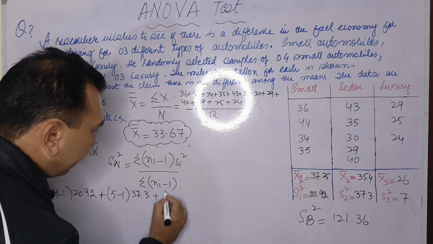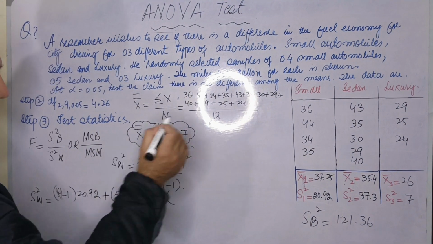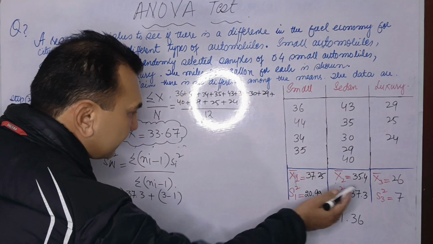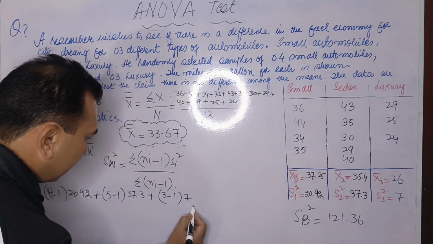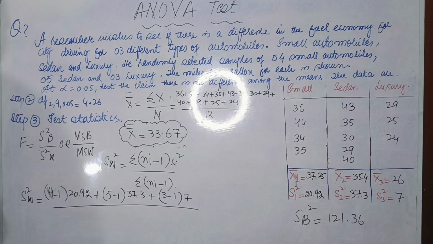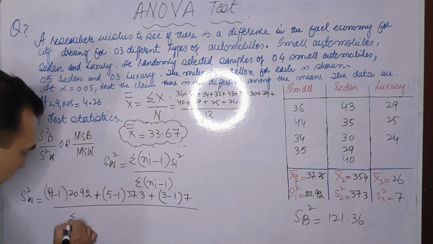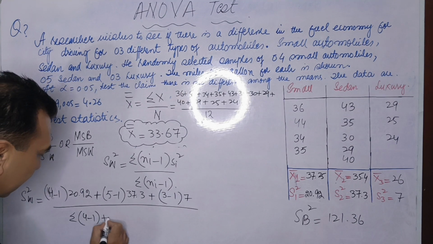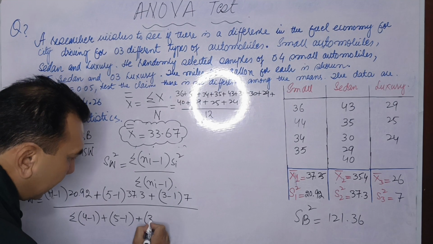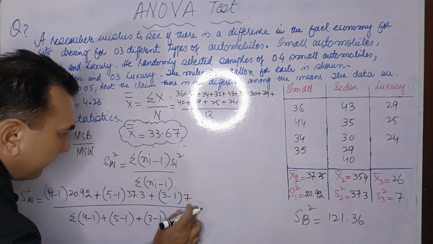37.3. Then again, what is the sample size for the third one? 3 minus 1, and what is the variance? It is 7. Okay, then we will divide it by the sum of 4 minus 1 plus 5 minus 1 plus 3 minus 1.